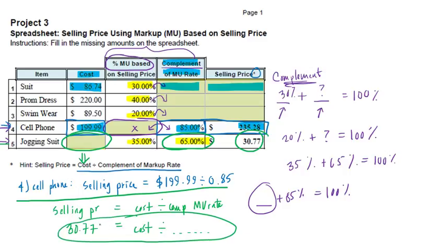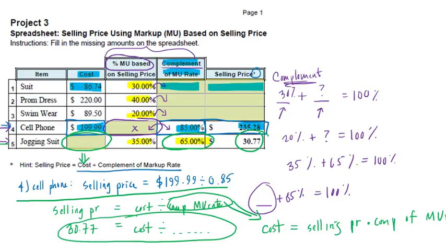Or if it makes more sense to your brain, you could rearrange this equation and solve for cost. And by that I mean, if I know that selling price equals cost divided by complement of markup rate, I can move this guy over to the other side through multiplication, right? It's being divided. So if I multiply both sides of my equation by complement of markup rate, that would tell me that cost is equal to selling price multiplied by complement of markup rate.